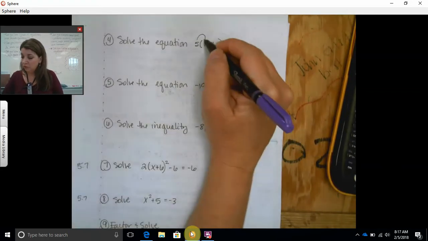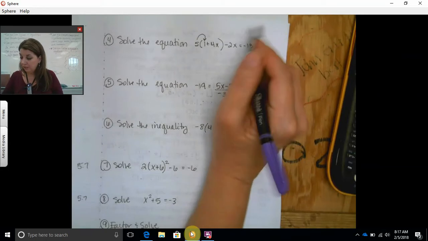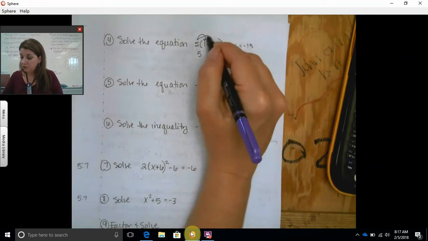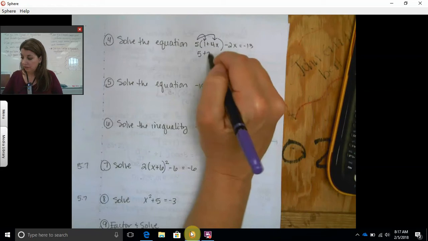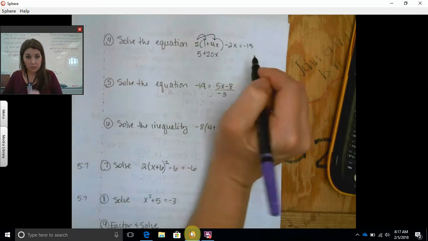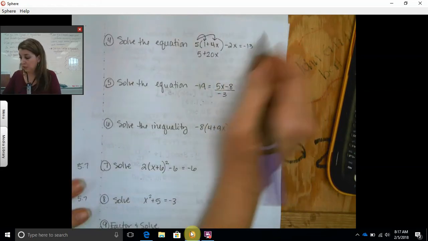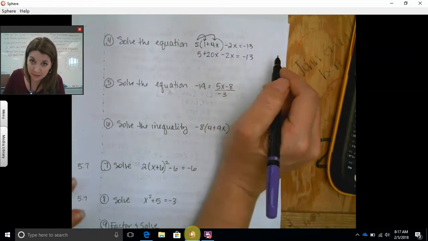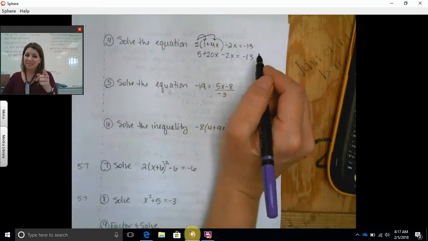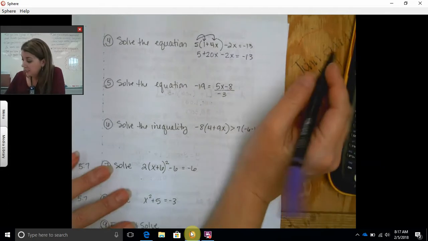So, 5, remember when you distribute, multiply. Don't forget to distribute to every term in the parentheses. Am I distributing to the minus 2x? No, so I'll just bring that down. Some like to say, drop it like it's hot. That's right. Okay.